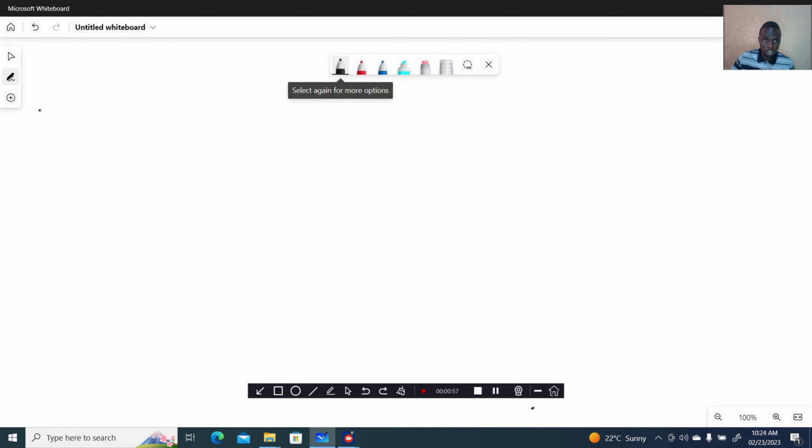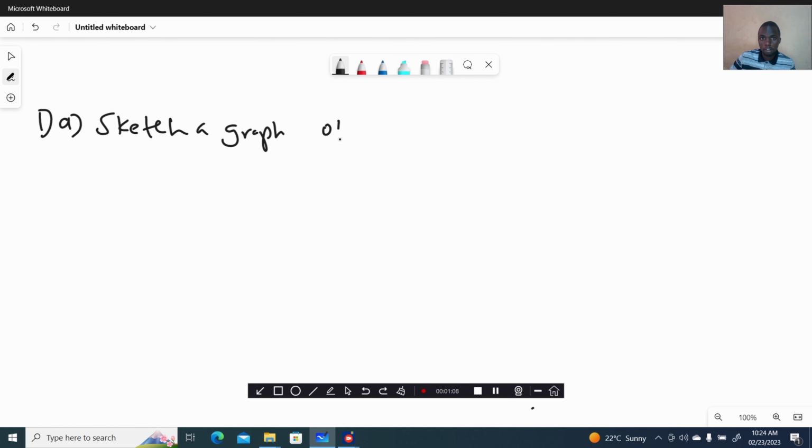So the first question, that is question 1A, you're asked to sketch a graph of y equal to the modulus of 2x plus 1. So guys, when you're asked to sketch a graph, you have to adhere to the following rules. You have to look for the x-intercept, and the x-intercept of any given curve or line is the value of x when y equal to 0.